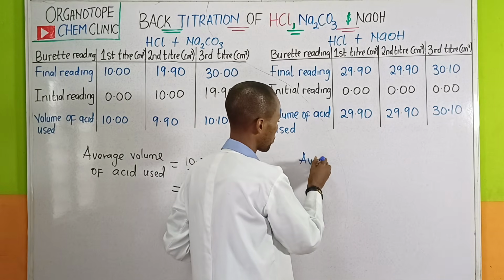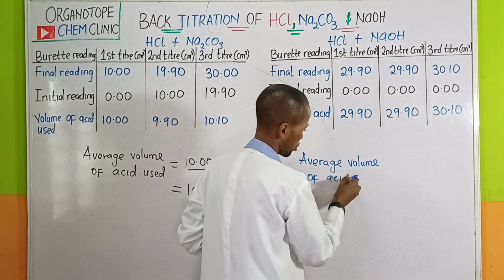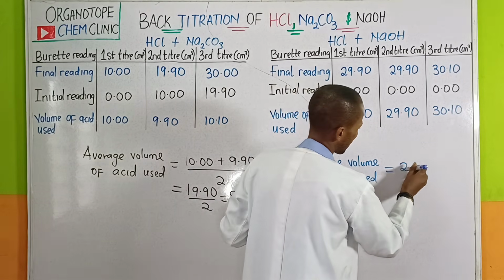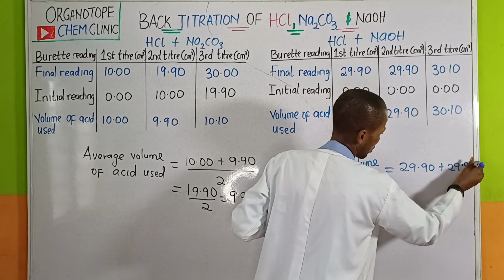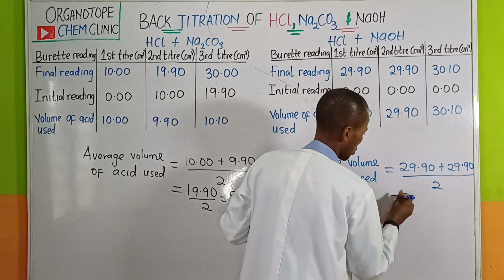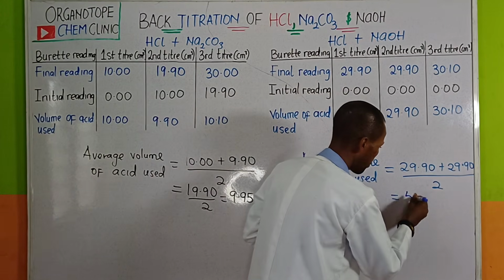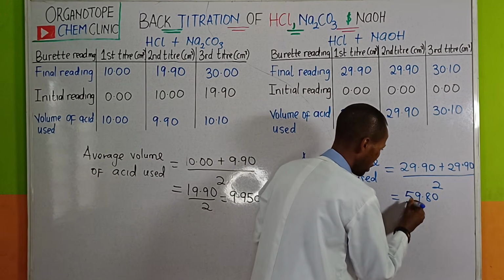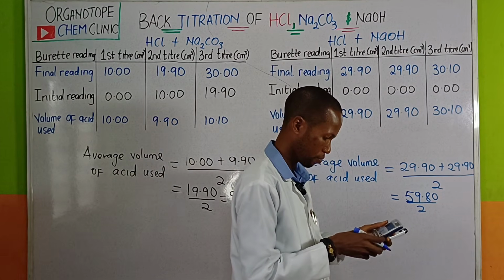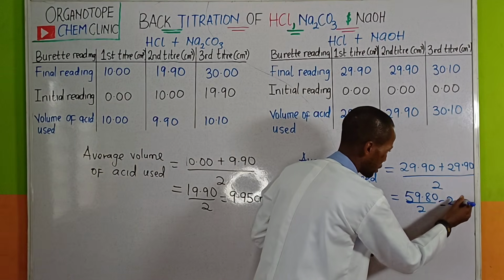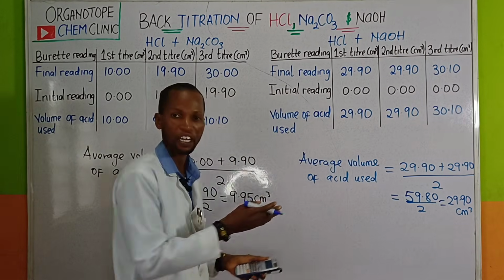So we have the average volume of acid used, 29.90 plus 29.90 divided by 2. So what do we have here? 29.90 plus 29.90, we have 59.80 divided by 2. So what do we have divided by 2? We have 29.90 cm3. So the average volume of acid used is measured in cm3.